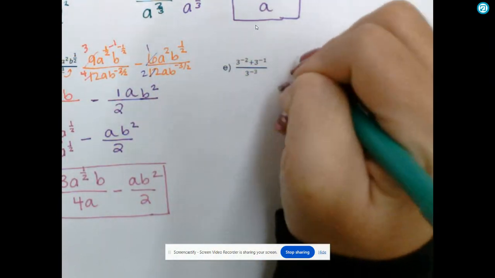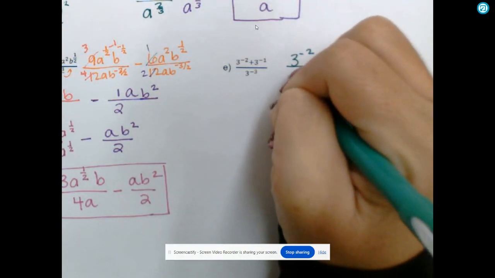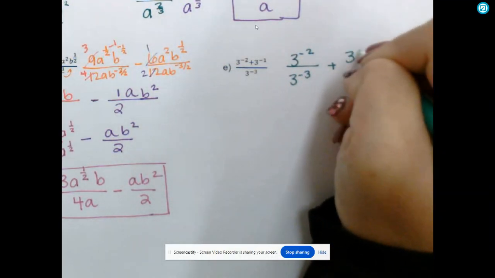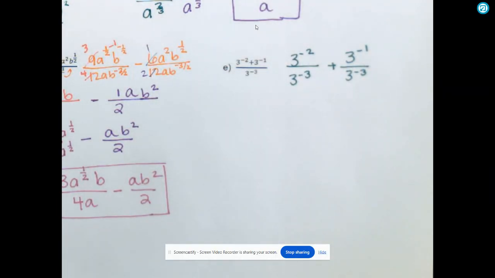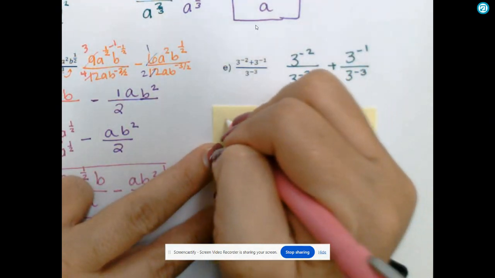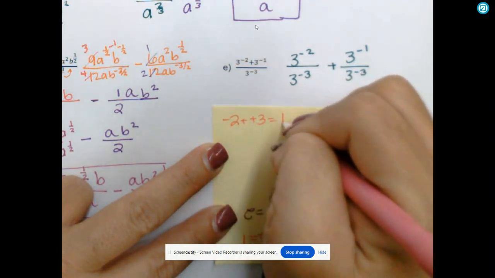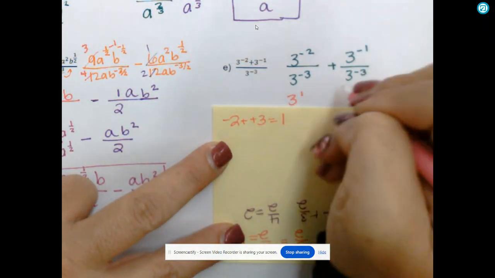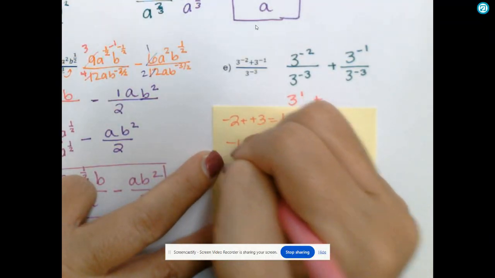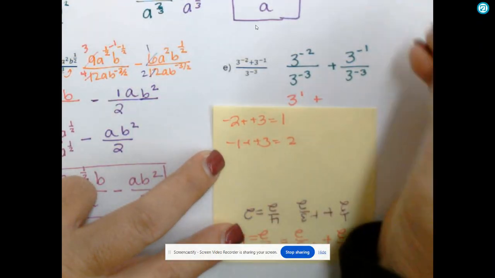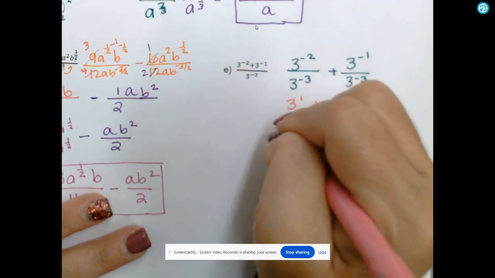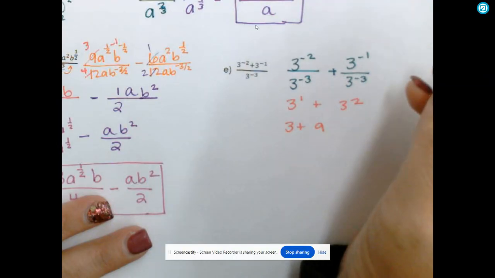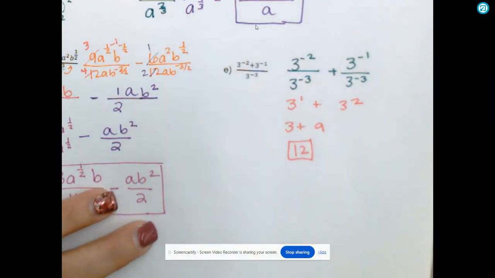All right, so here we go. This is going to be 3 to the negative 2 over 3 to the negative 3 plus 3 to the negative 1 over 3 to the negative 3. Well, let's apply our exponent rule so I can get my little handy-dandy sticky note. Basically that's negative 2 minus negative 3, which is 1. So this turns into 3 to the first, plus negative 1 minus negative 3, which is 2. So this turns into 3 squared. Well, look how pretty that got so fast. 3 to the first is 3, 3 squared is 9, and 3 plus 9 is 12.